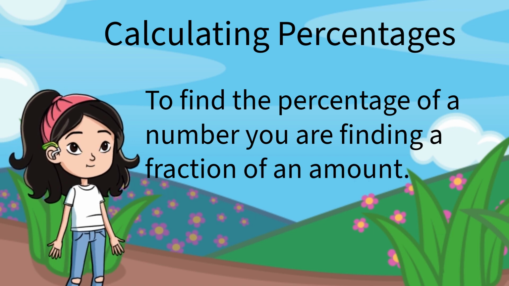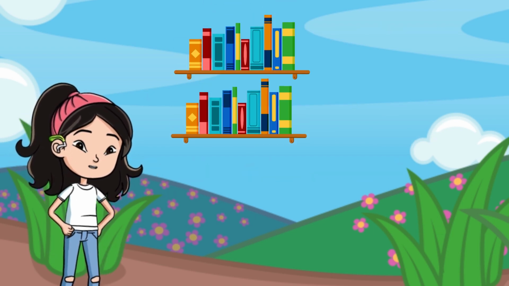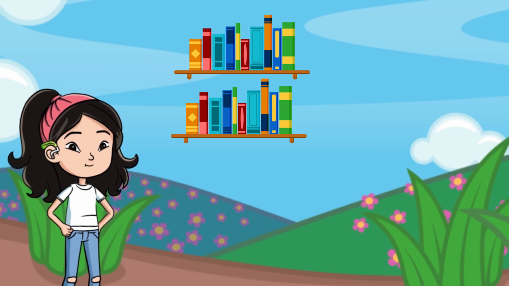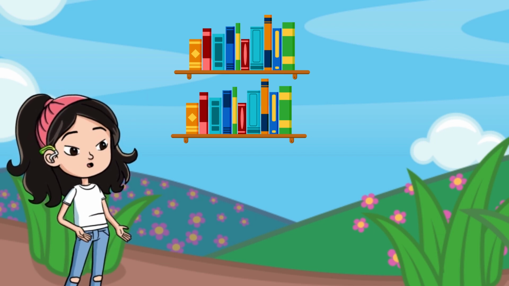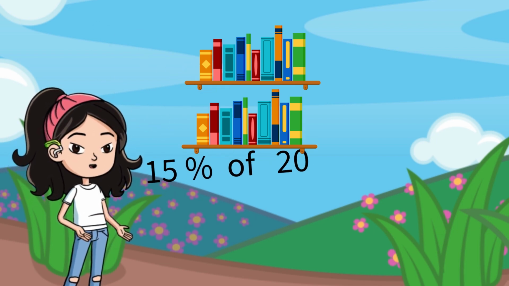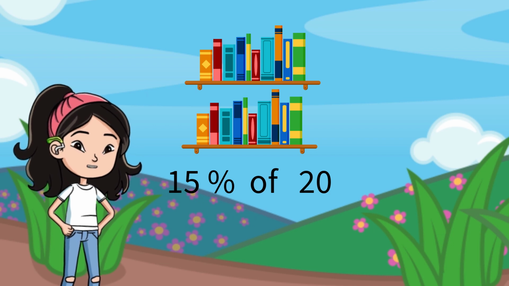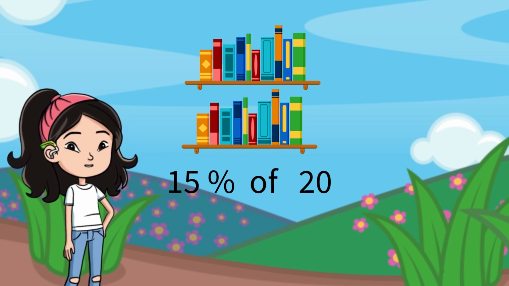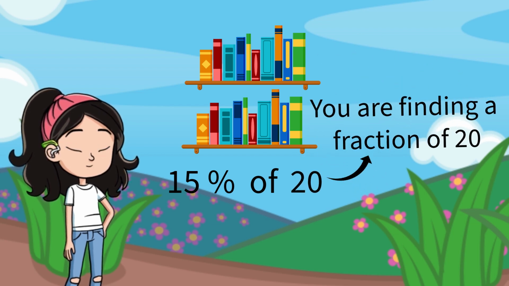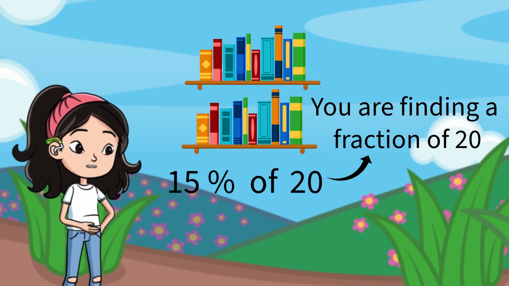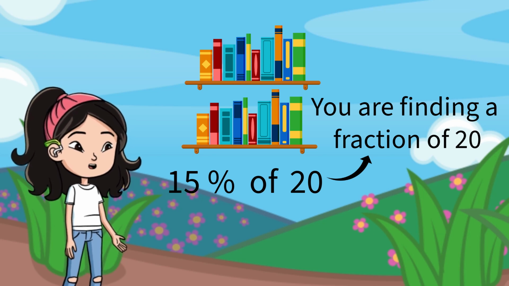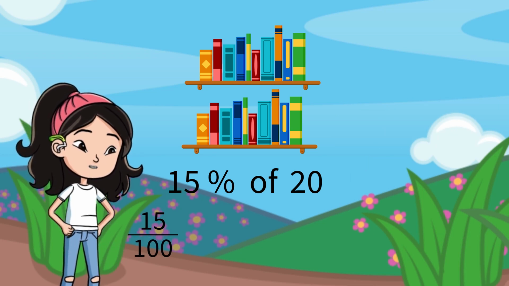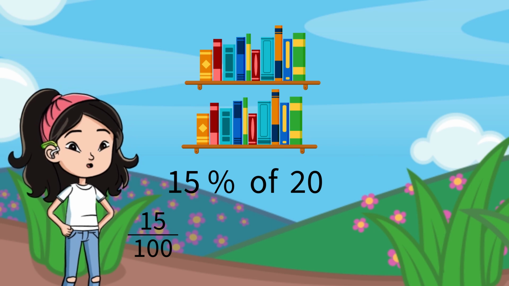Say you have 20 books and you want to give your friend 15%. That means that you are trying to find 15% of 20. The answer you should get should be smaller than the number 20, since you are finding a fraction of 20. 15% is 15 over 100, since this percent symbol means out of 100.